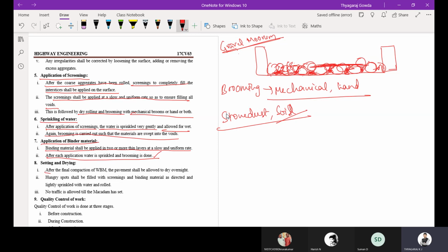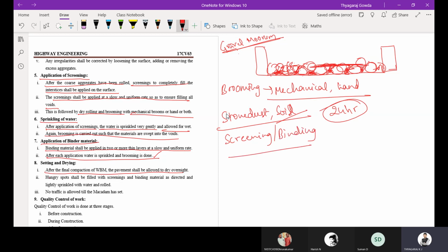Then setting and drying. After final compaction, it shall be allowed to set overnight. For 24 hours you are not supposed to allow vehicles to use the WBM layer. After final compaction, you are going to allow it for setting. Why? Because we have added screening material and a binding material, and both the materials are going to set.